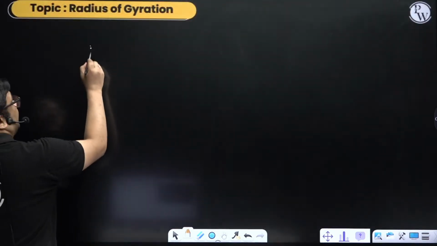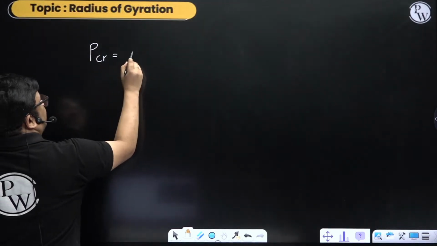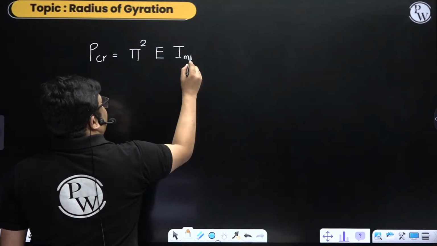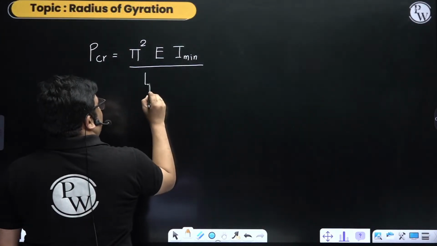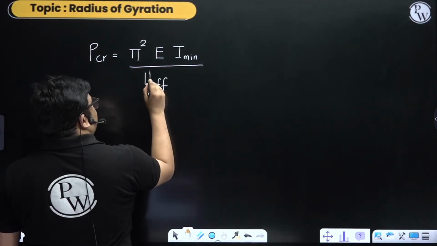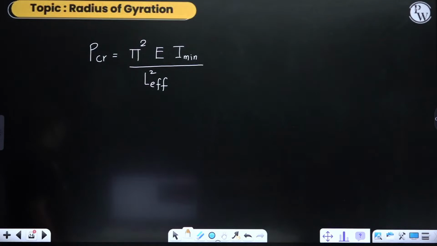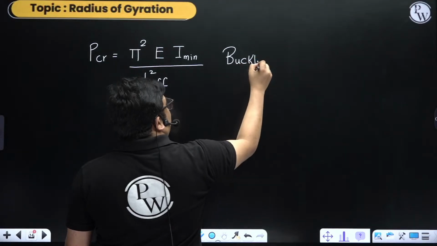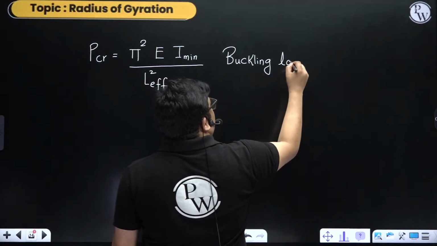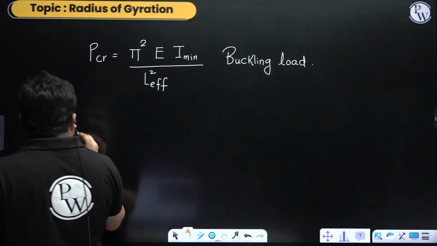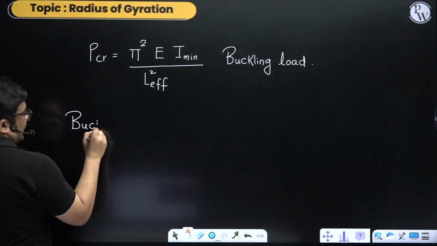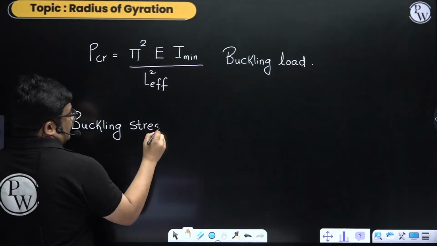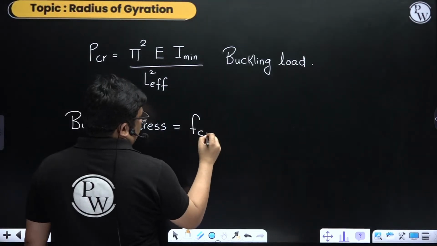You see, what was the buckling load? The buckling load was pi square E I minimum by L effective square. If I am interested in finding the buckling stress, that I will call FCC, so what is the buckling stress?